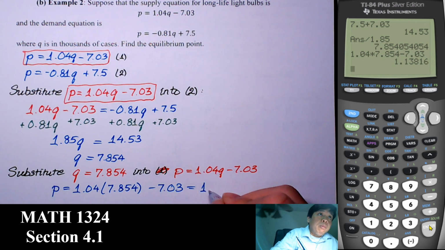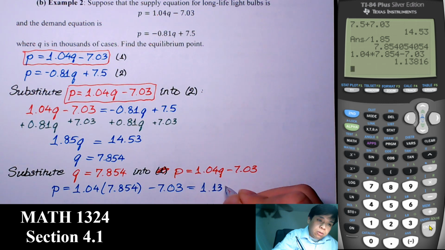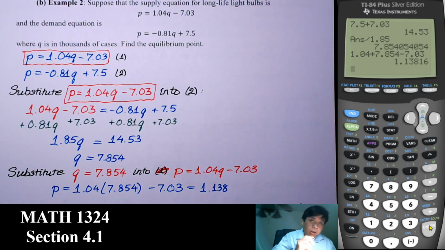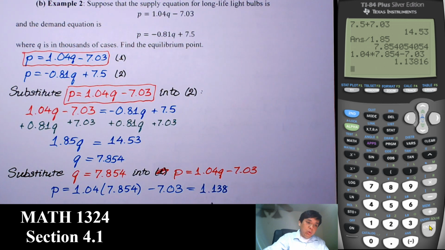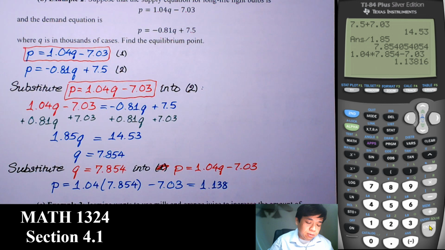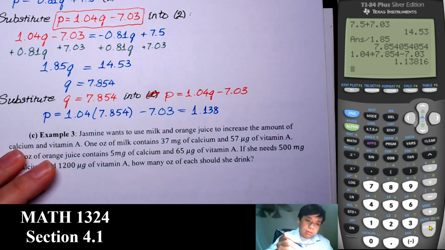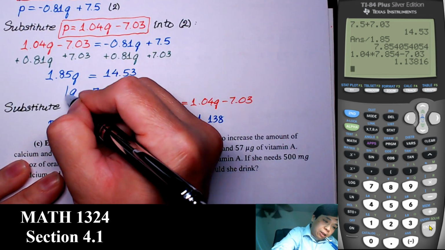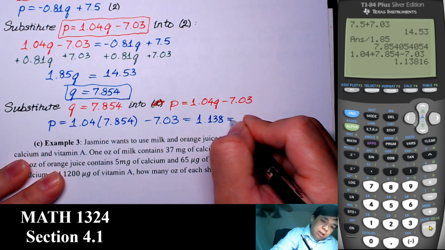P is equal to 1.138. We didn't have a clear unit for P in this case, so we're just going to leave it like that. So the solution will be Q equal to that, and P equal to that.